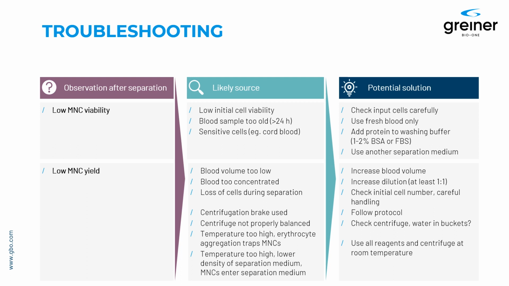Potential solutions include an increase of the blood volume or the dilution of the blood sample, checking for the initial cell number and also checking the protocol. Check on the centrifuge whether there's water in the buckets, which can occasionally occur and can lead to a misbalance in the centrifuge. And lastly, also all reagents and the centrifuge, of course, should be at room temperature.